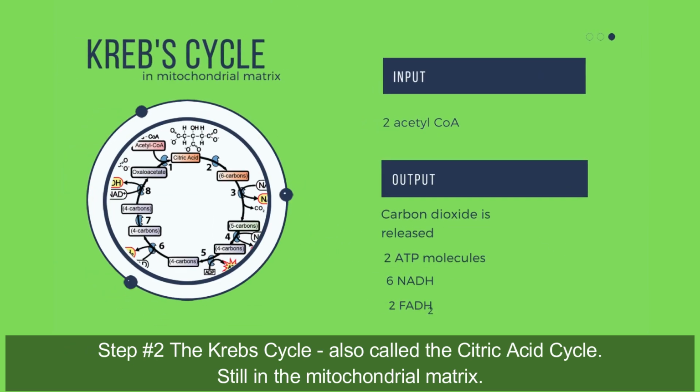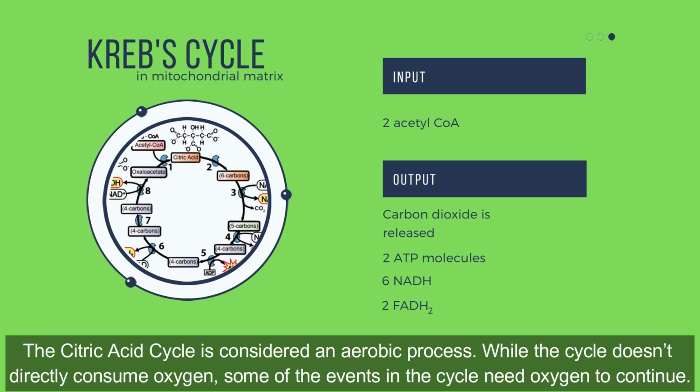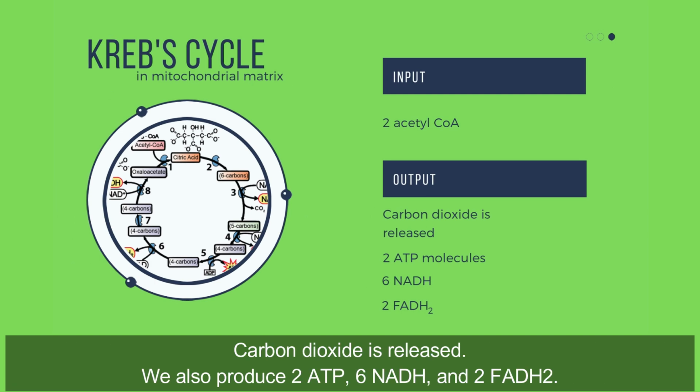Step 2. Krebs cycle, also called the citric acid cycle, and it still occurs in the mitochondrial matrix. The citric acid cycle is considered an aerobic process. While the cycle doesn't directly consume oxygen, some of the events in the cycle need oxygen to continue. Carbon dioxide is released. We also produce 2 ATP, 6 NADH, and 2 FADH2.